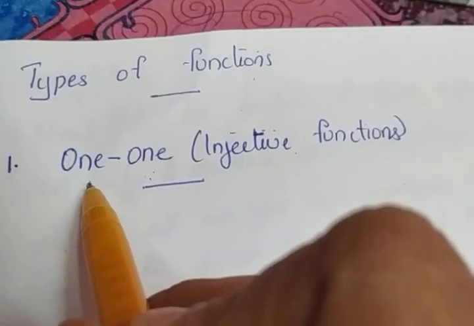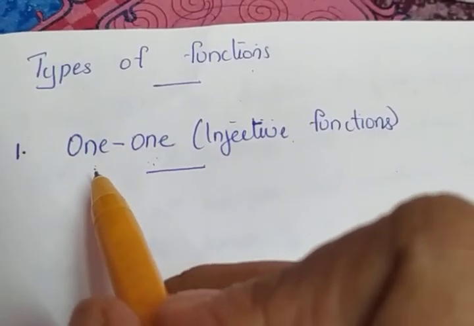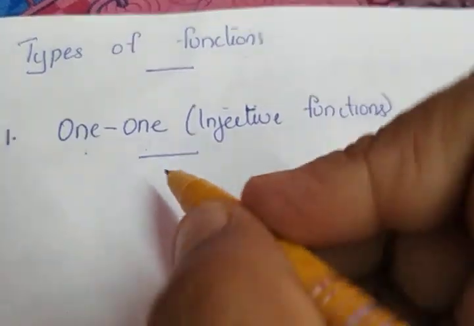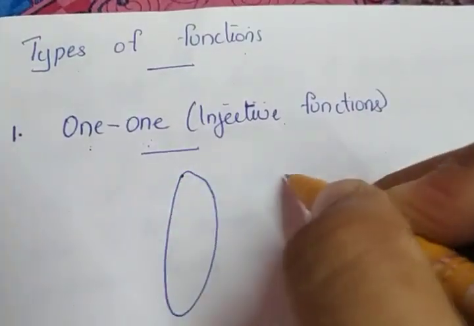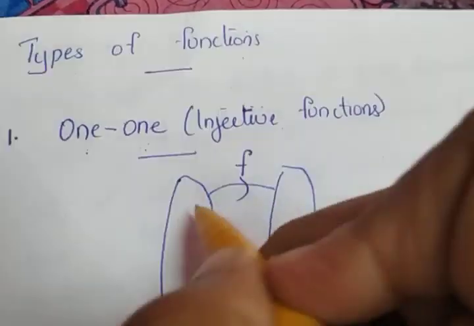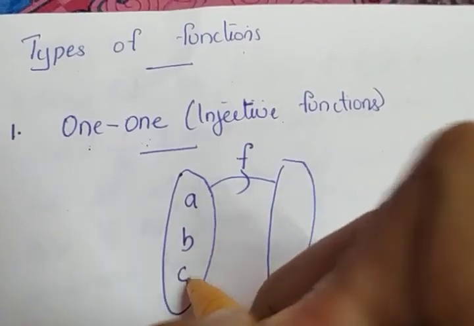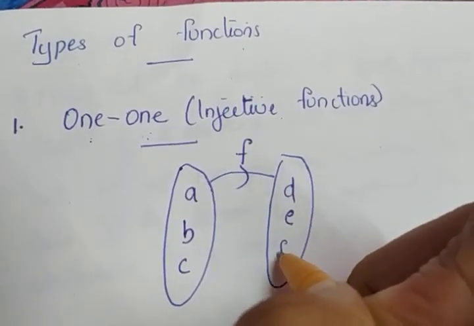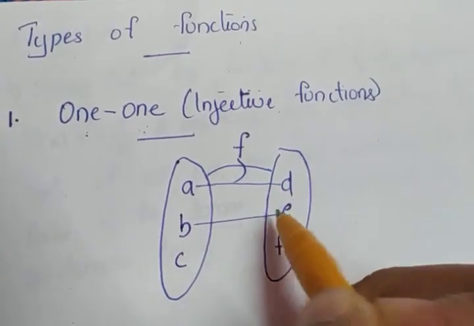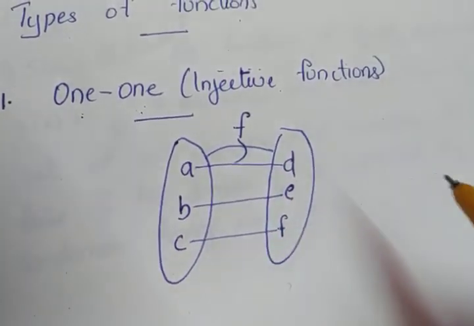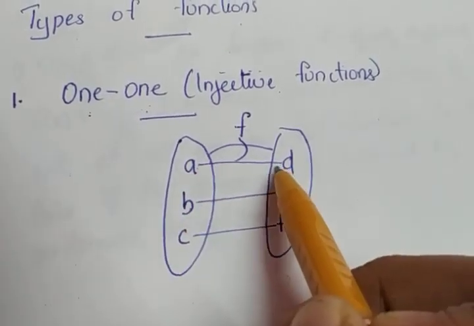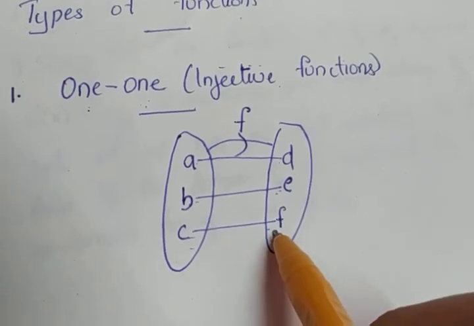1-1 function. As the name indicates, there must be one image. There must only be a unique image for each element. That means if I am taking two sets A and B, the function is, let it be F, and I am having A, B, C as the domain and D, E, F as the codomain. So A has an image, B has the next image, C also has a unique image. That is the criteria for the 1-1 function.